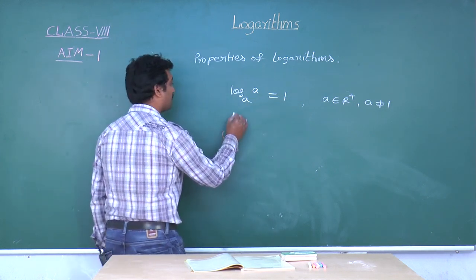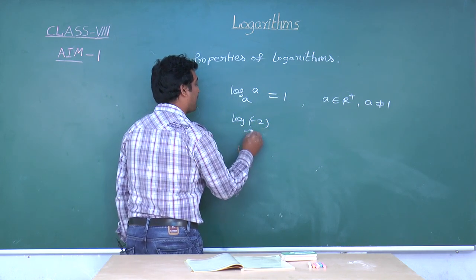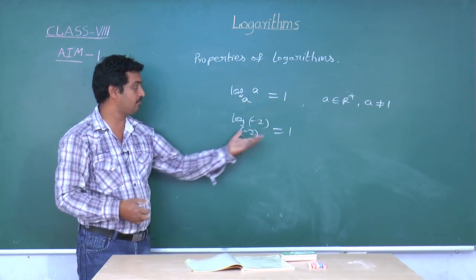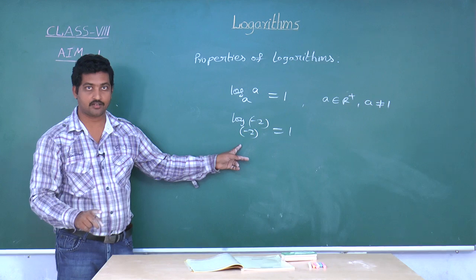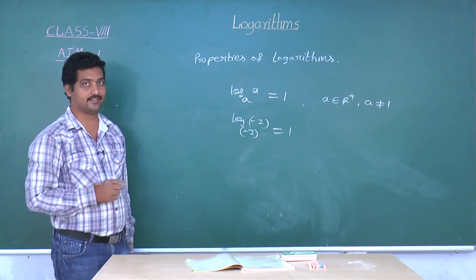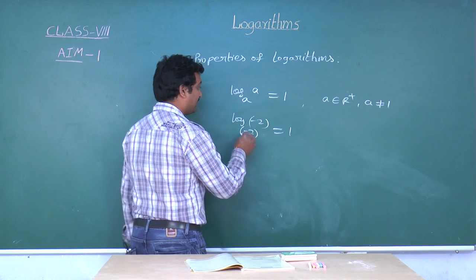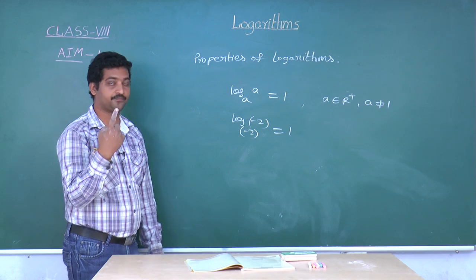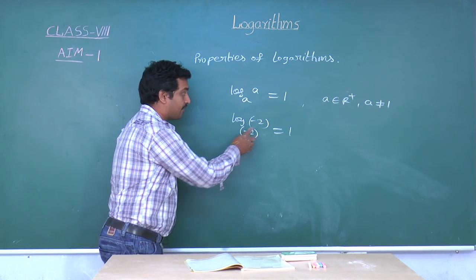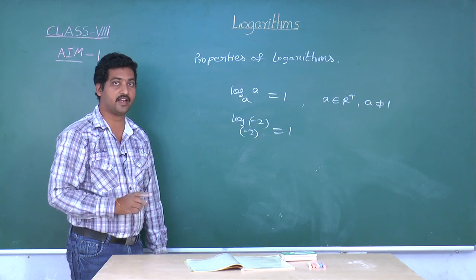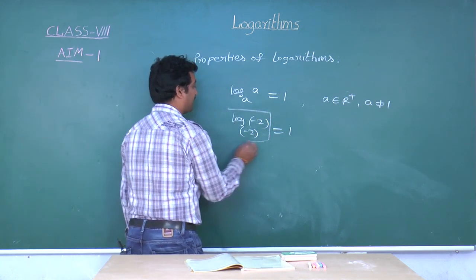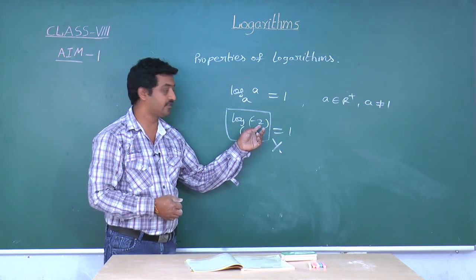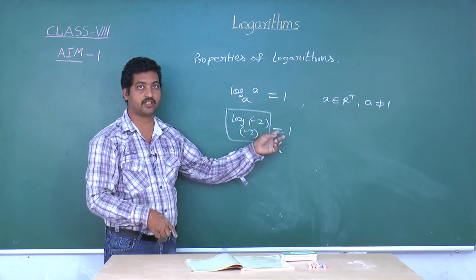Now observe one example. Is log minus 2 to the base minus 2 equal to 1, children? Because your bases are equal, a is equal to minus 2. Is it correct or not? Very good, not correct. Why? Because logarithms are defined only for positive real numbers, according to property number 1. Logarithms of negative numbers are not defined. That's why it is not defined. First of all, it is not defined. That's why, even though it is a logarithm of a number with the same base, it is not equal to 1.